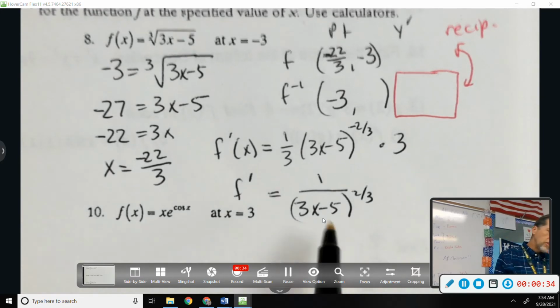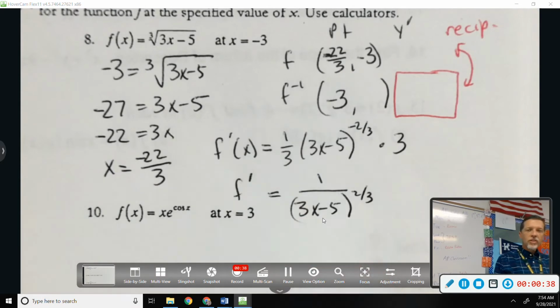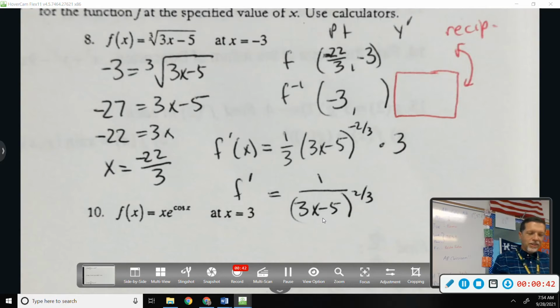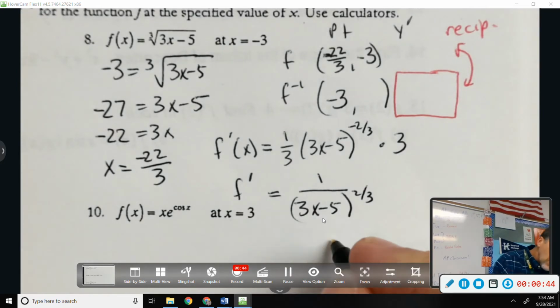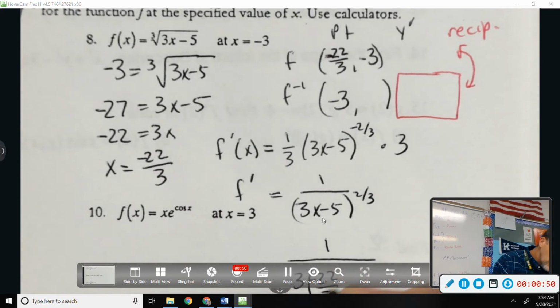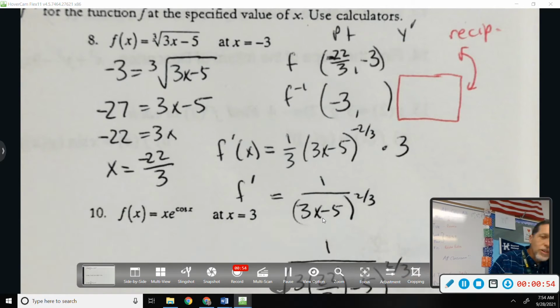And then I want to evaluate that at negative 22/3, which looks like it's going to be awful, but because of all the problem setup, it's going to turn out to be okay. 1 over (3 times negative 22/3 minus 5) to the 2/3.